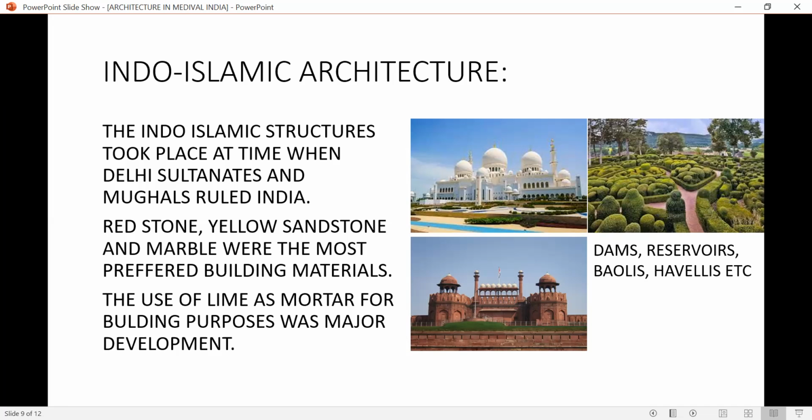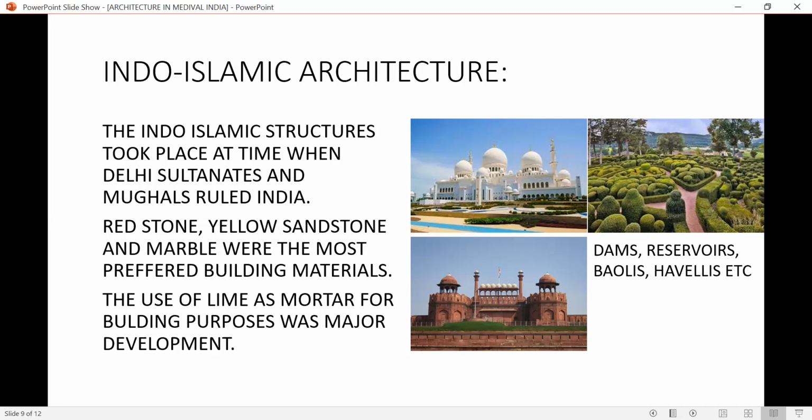Actually, the wider entrance means, as we discussed in the previous point on temple architecture in medieval India, that the Dravida style had huge entrance gates. In Indo-Islamic architecture also, they were required to make the wider entrance. The true arc and the pointed arc were used.